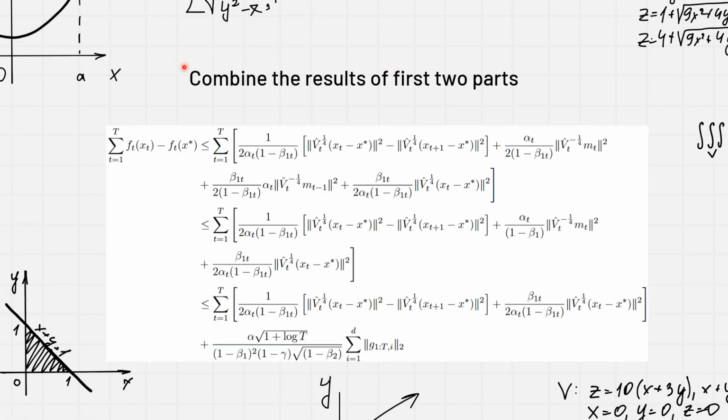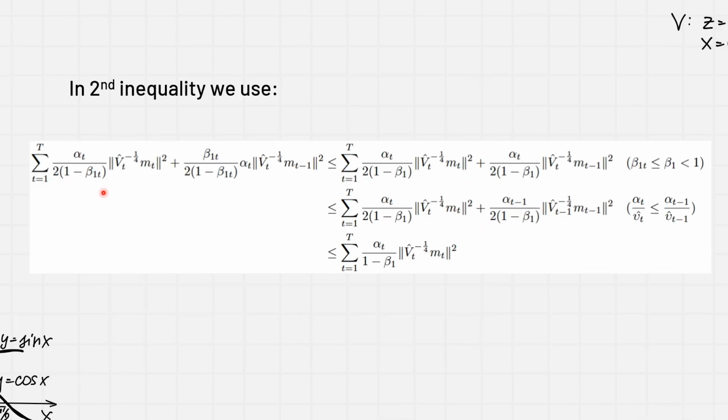In the rest of the proof, we combine the results of the first two parts, and use the scale of a telescope sum to derive the upper bound of the regrets. And here we plug in these two terms and get the upper bound. The inequality here is since beta 1t is less than beta 1. Next, we change the learning rate to alpha t minus 1 over vt minus 1. That is because the learning rate is non-increasing over t.